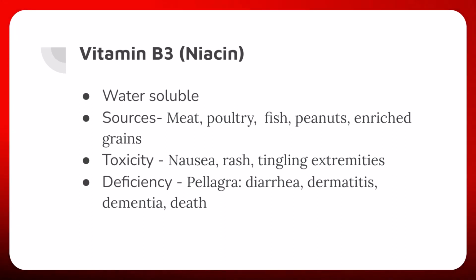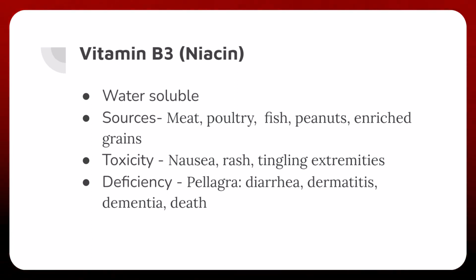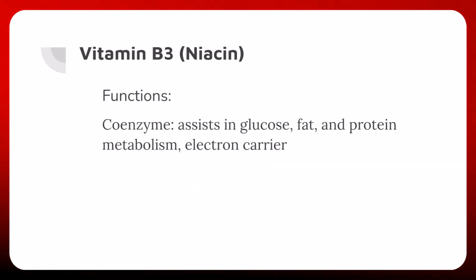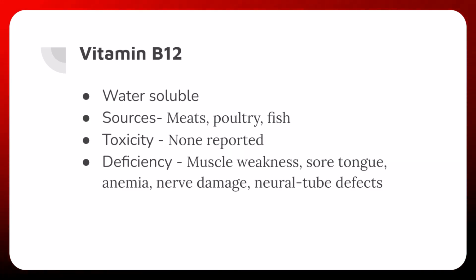Pellagra used to be very common. It would cause people to be put in asylums because they developed such severe dementia. It was a major, major problem in the U.S. We didn't know what caused it, and when we figured out it was niacin deficiency, then niacin was put into the food supply through supplementation, and now it's very rare. Functions are as a coenzyme, assisting in glucose, fat, protein metabolism, and as an electron carrier.